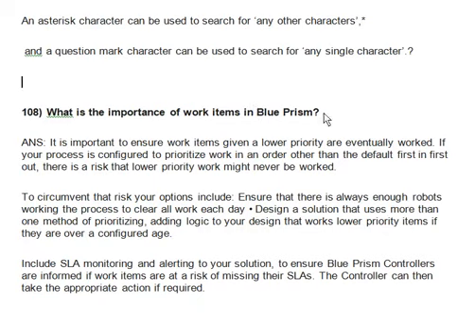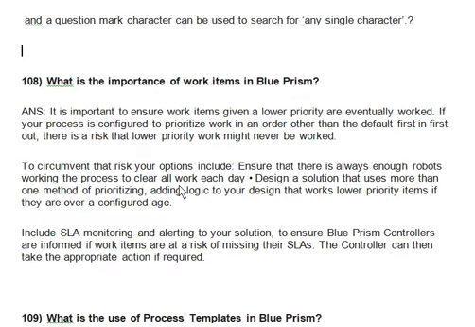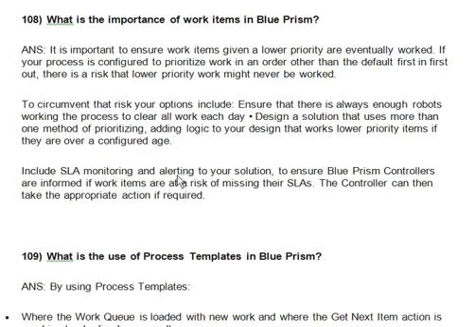What is the importance of work item priority in Blue Prism? It is important to ensure work items given a lower priority are eventually worked. If your process is configured to prioritize work in an order other than the default first in, first out, there is a risk that lower priority work might never be worked. To circumvent that risk, your options include ensuring there are always enough robots working the process to clear all the work each day. Design a solution that uses more than one method of prioritizing, adding logic in your design that works lower priority items if they are over a configured age.